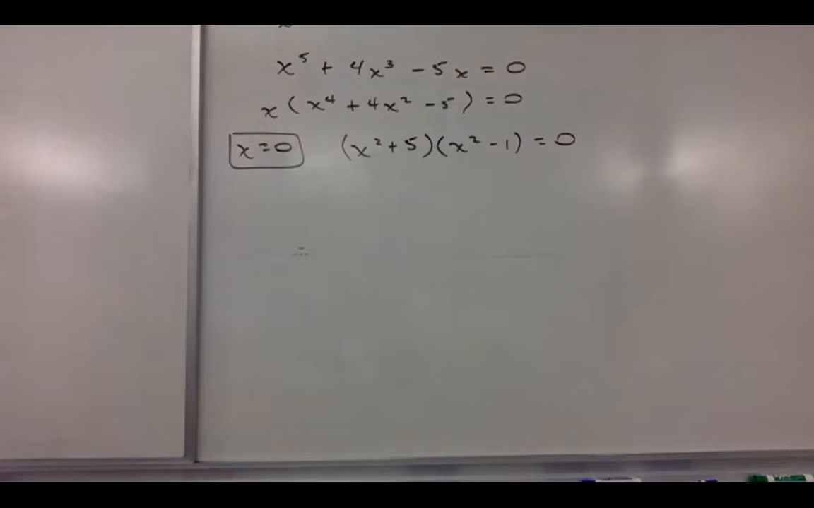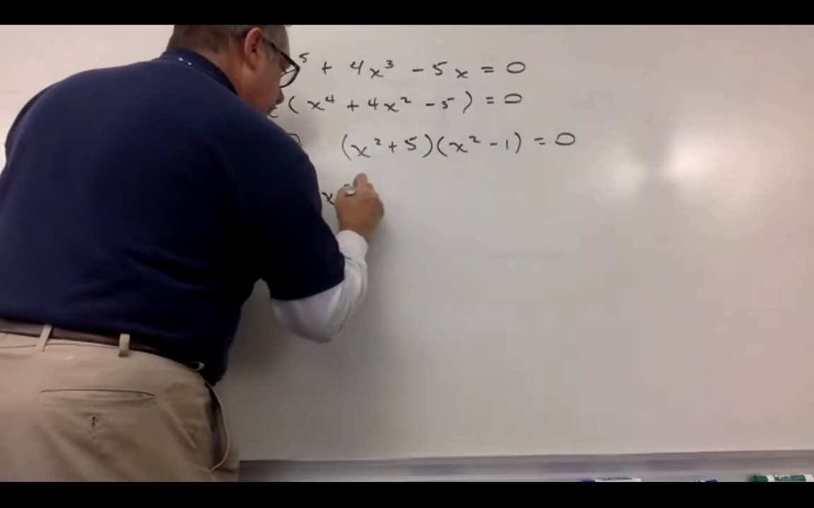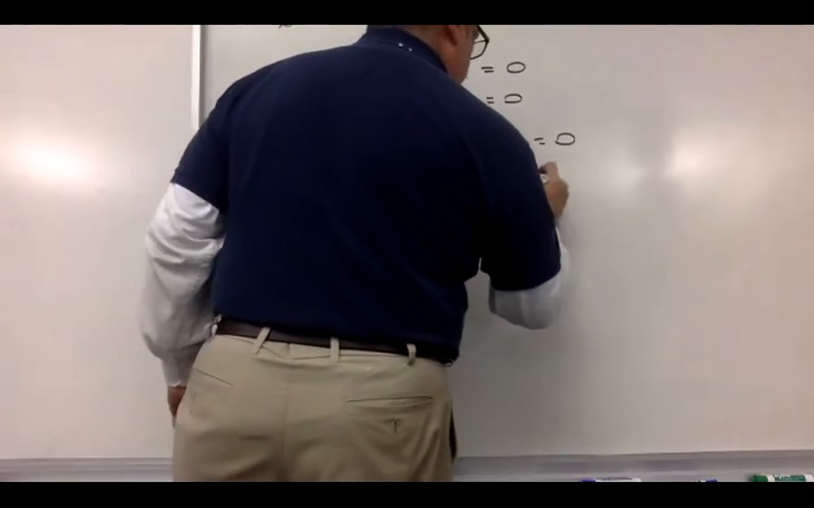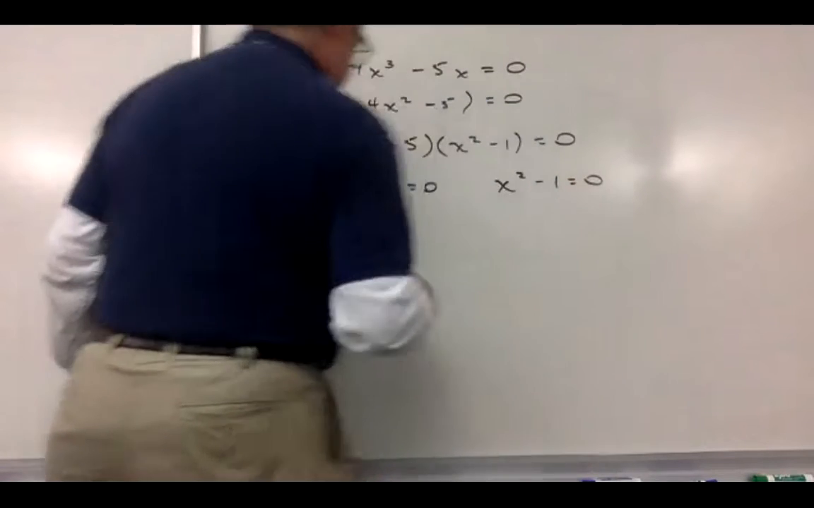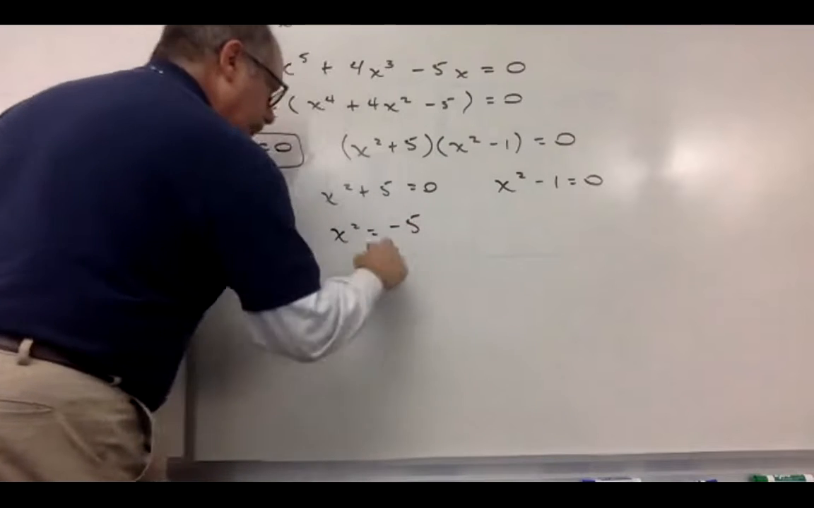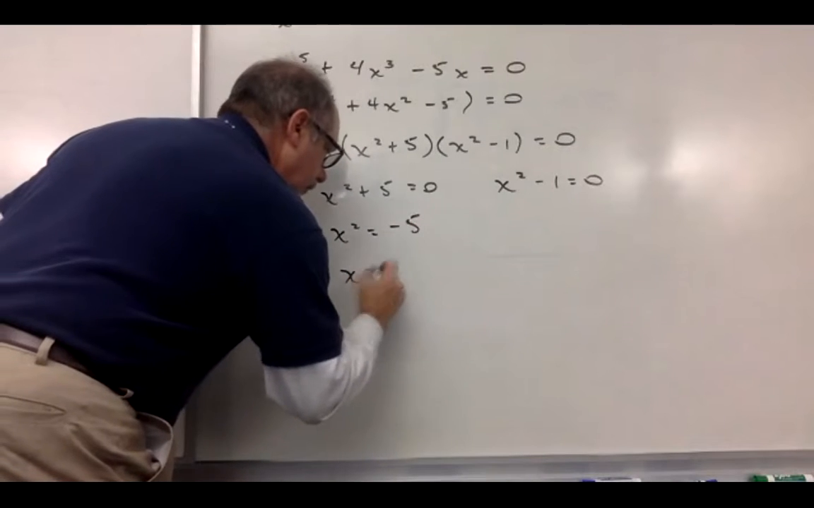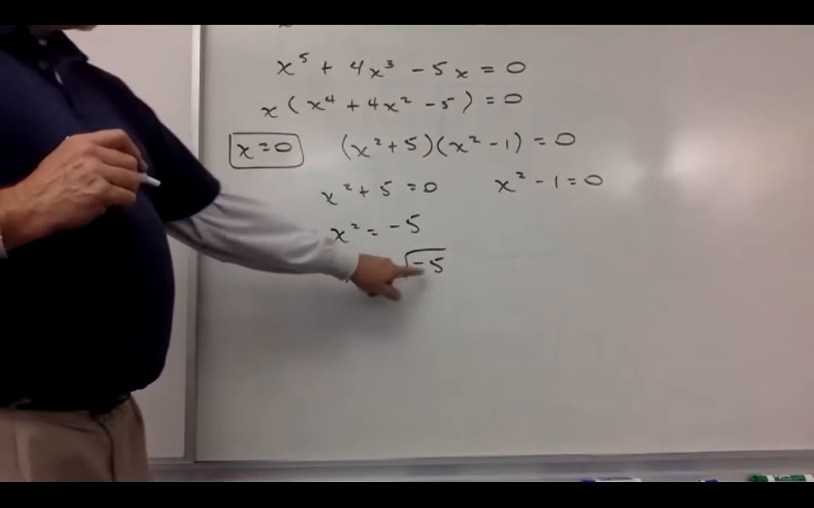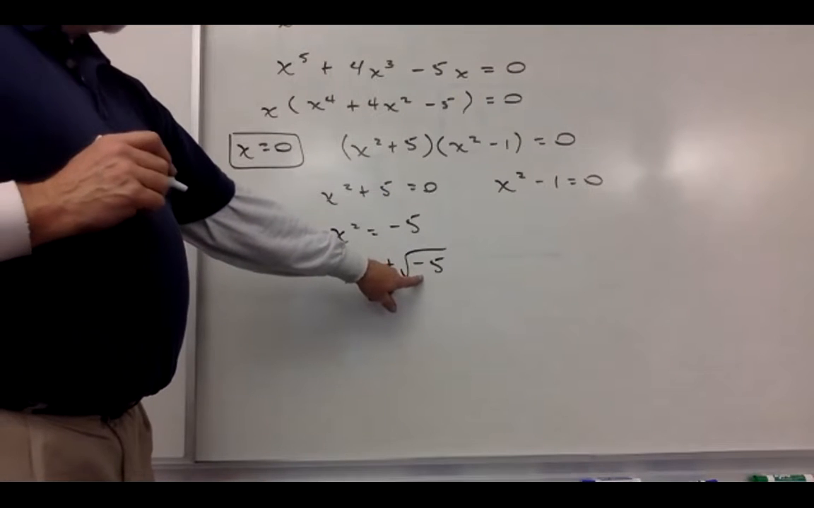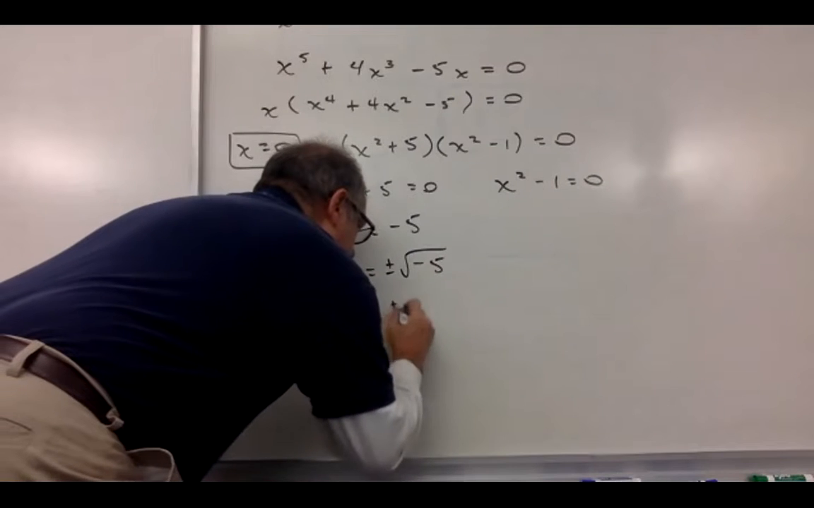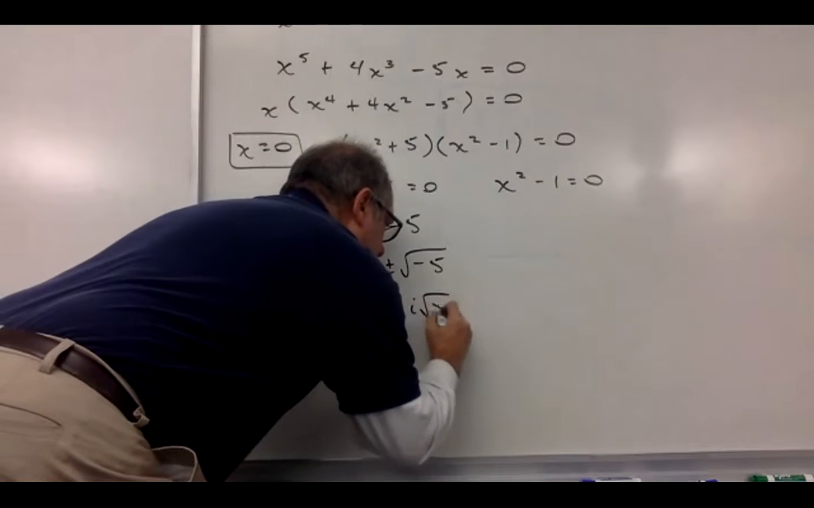That factors. So I can set each of these equal to 0. So x squared plus 5 equals 0, and x squared minus 1 equals 0. Subtract 5 to get x squared is equal to negative 5, square root it, and x is equal to plus or minus the square root of negative 5, which is the square root of negative 1 times the square root of 5. Square root of negative 1 is i. So this is plus or minus i root 5.